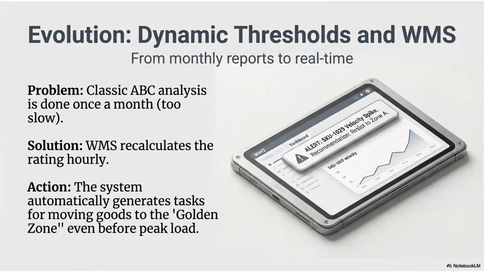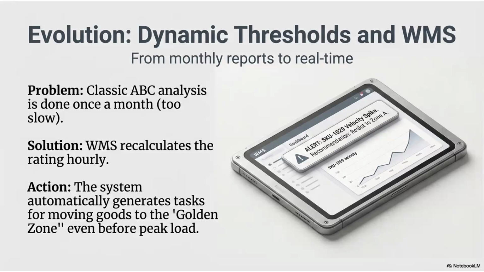Today, this problem is solved thanks to modern warehouse management systems, WMS, which implement the method of dynamic thresholds. There has been an evolutionary transition from monthly reports to real-time analytics. Now, a WMS recalculates the rating of each unique article number automatically, daily or even hourly. How does this look in practice?